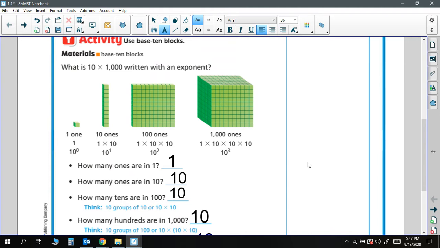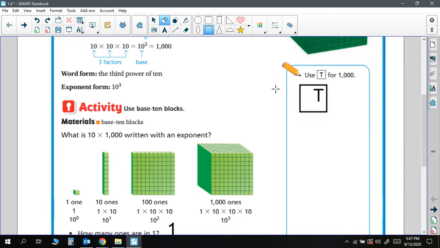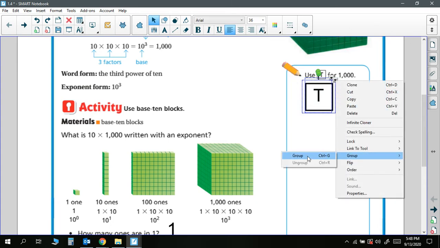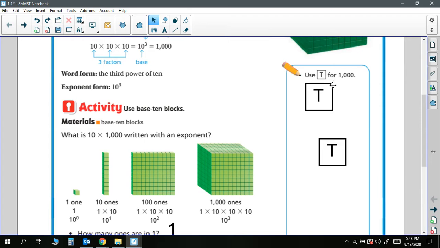So what we're going to do is, let me put a T. Let me draw a box. Hold on. Whoops, got a circle instead. I didn't want a circle. Let me group those guys together. Let's clone it. All right. And actually, let me do an infinite cloner so I can just grab it.